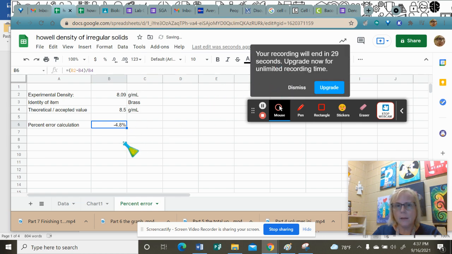But when I apply that, I get a negative 4.8%. That means I was below the accepted value by 4.8%. That could have been because of my measuring errors. It could have been because I did not read my graduated cylinder very well. Our equipment wasn't the most accurate.